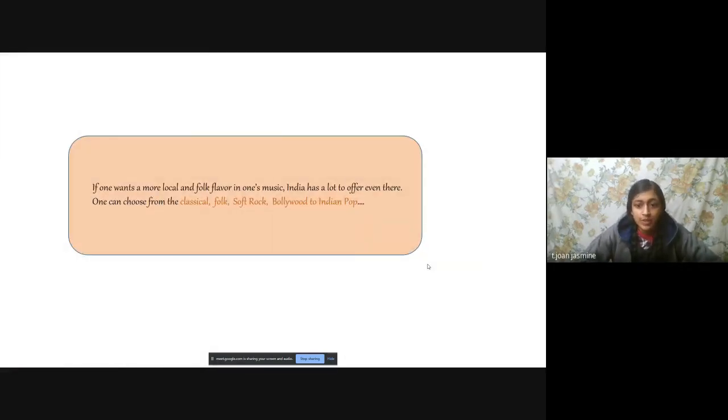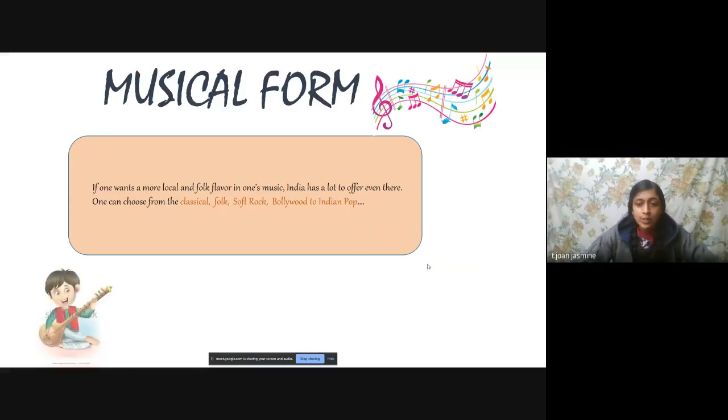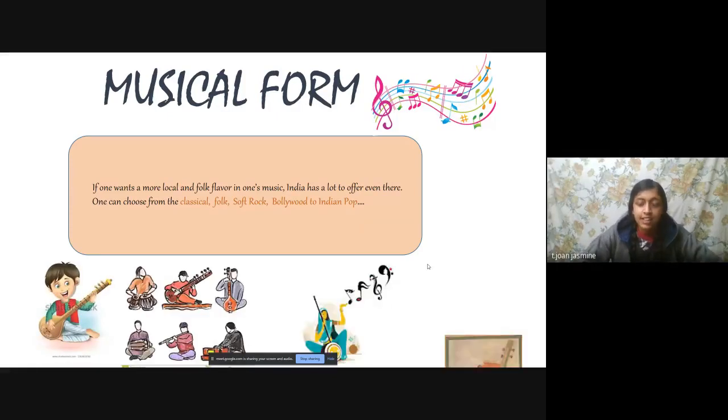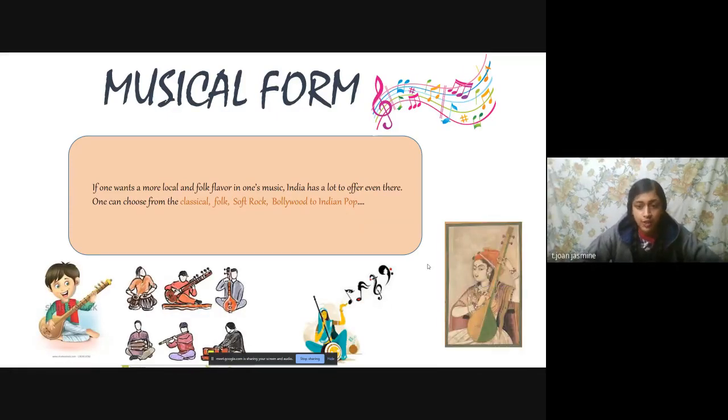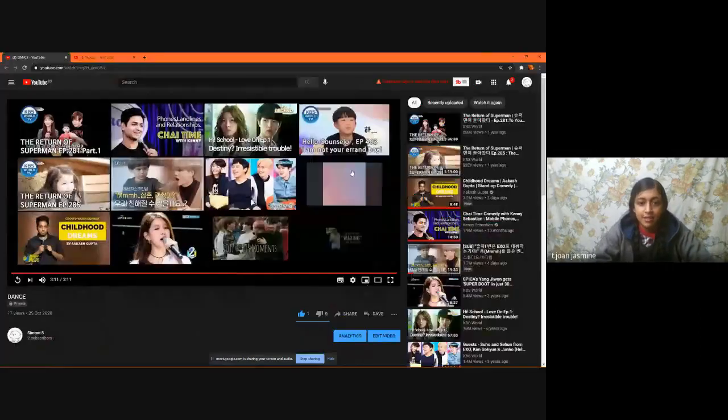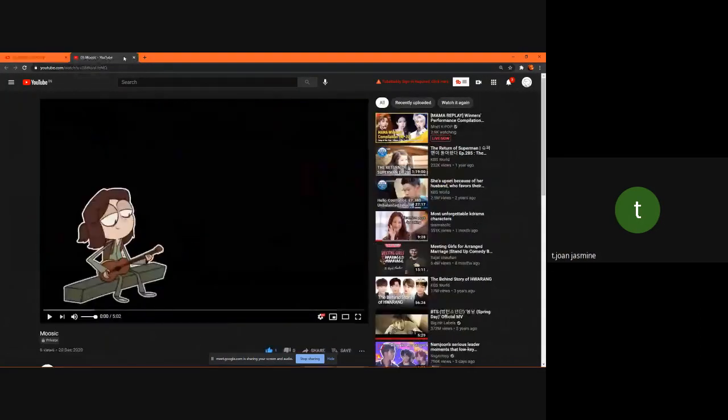Now let's move on to the musical forms of India. Owing to India's vastness and diversity, Indian music encompasses numerous forms. Just to mention a few, there is classical, folk, soft rock, Bollywood, and Indian pop. Let's take a look at these music forms.